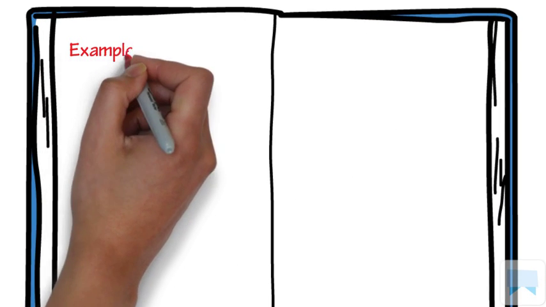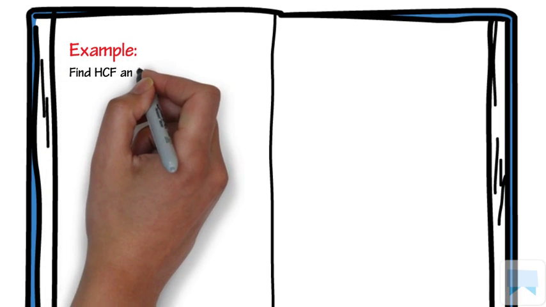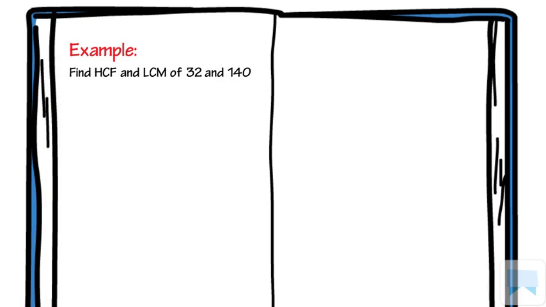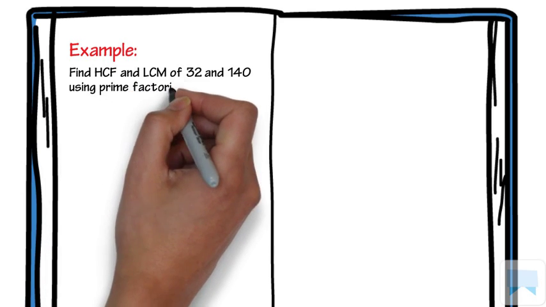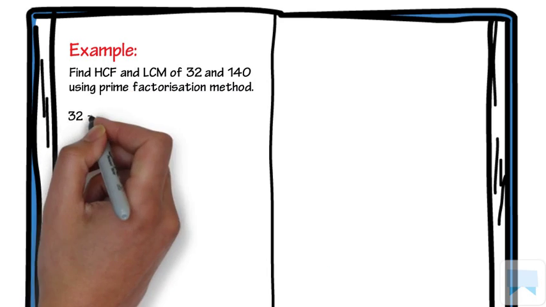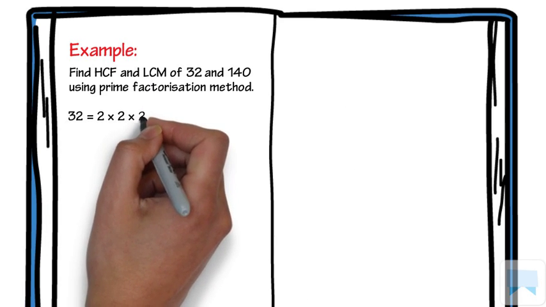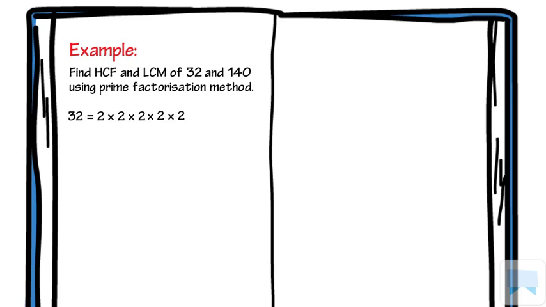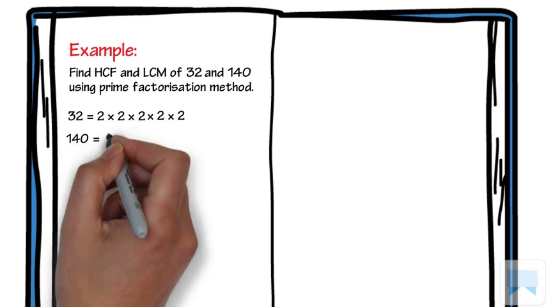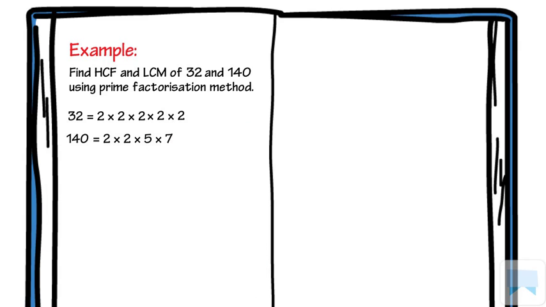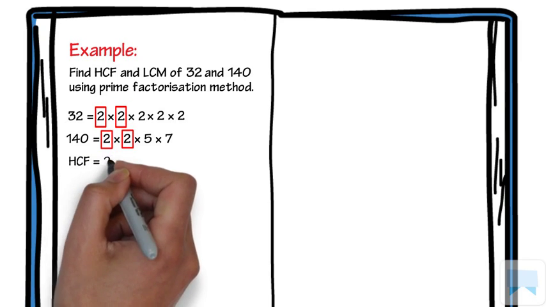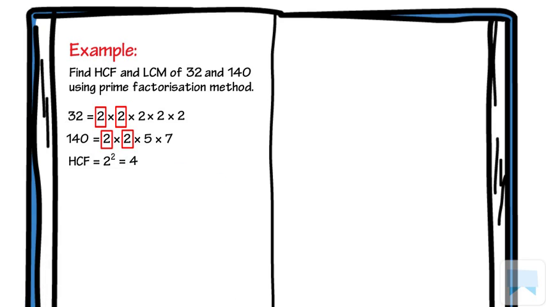Let's take an example to understand this better. Here are two numbers, 32 and 140. We will find their HCF and LCM using the prime factorization method. We can write 32 as 2 multiplied by 2 multiplied by 2 multiplied by 2 multiplied by 2, and we can write 140 as 2 multiplied by 2 multiplied by 5 multiplied by 7. HCF is the product of the smallest power of each common prime factor in the numbers. Thus, here HCF is equal to 2 raised to the power of 2, which is equal to 4.